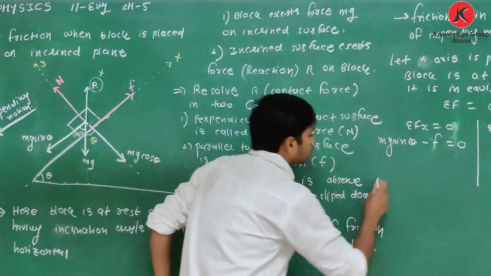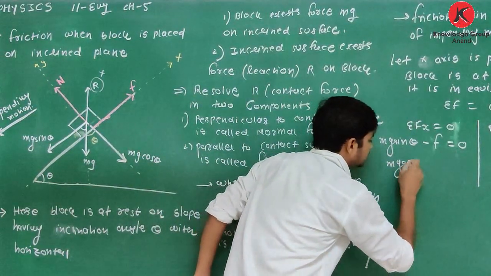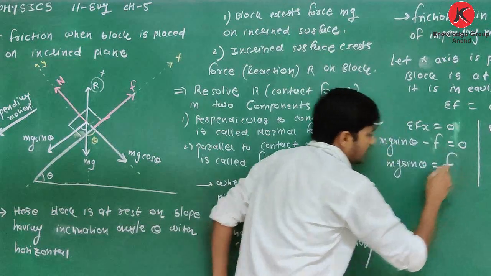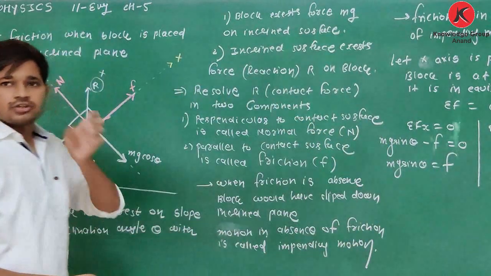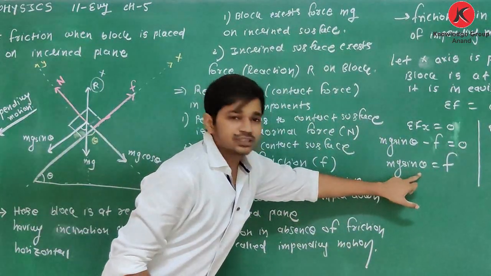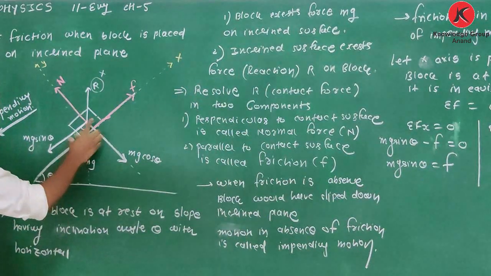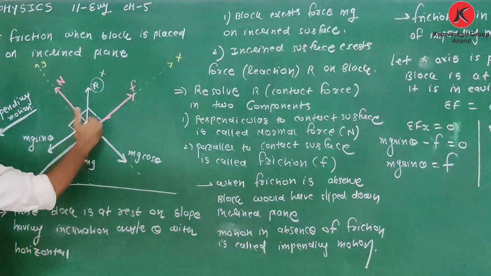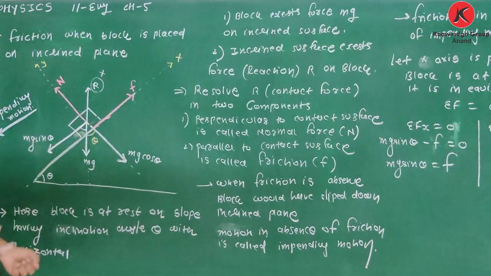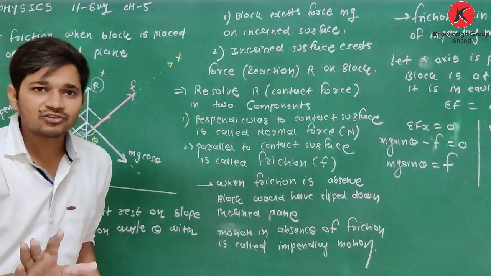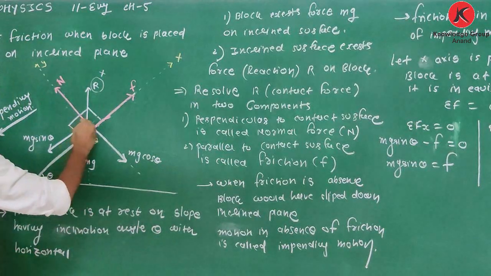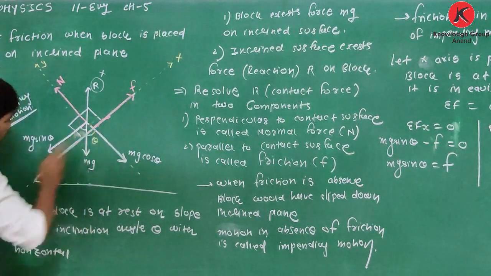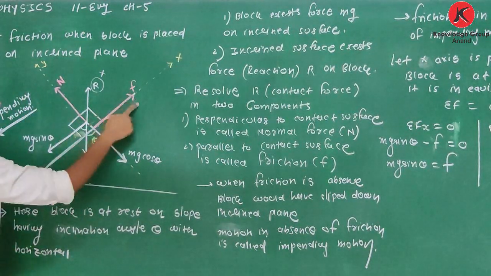Or you can also write this as mg sin theta is equal to f. Yes, this equation is easy to understand. See, this block is not moving, it is at rest, which means the force acting on one side is equal to the force acting on the other side. Mg sin theta is equal to f.